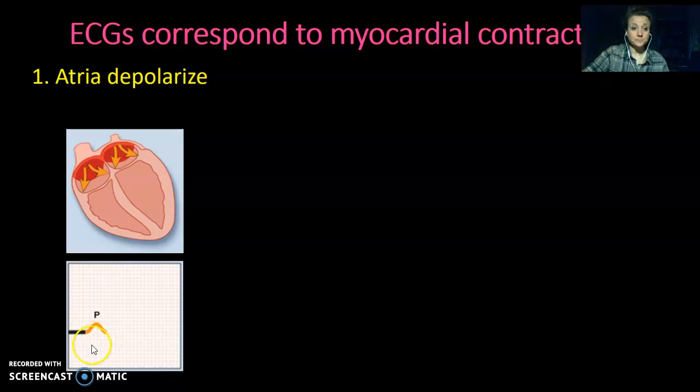So here we go. When we get the signal from the SA node and it spreads to the various cells in the atria, they are going to depolarize. And that signal, as you can see in red, is starting to spread here throughout our atria. And on the ECG, that's what the P wave is, the first little wave that we have here at the bottom.